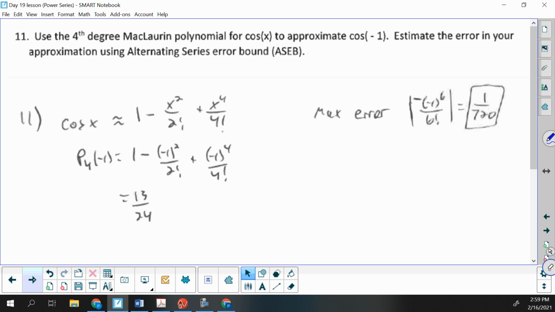Take your Maclaurin for cos out to the 4th degree, sub in -1, you get 13/24. And then do your next term and sub in -1, absolute value. That'll give you the maximum error, the 1 over 720.